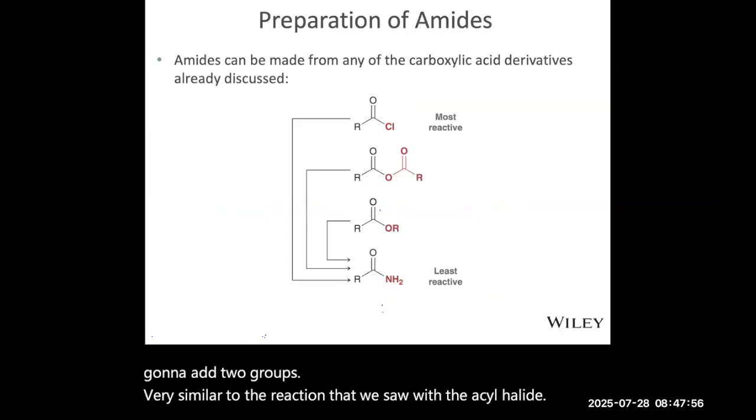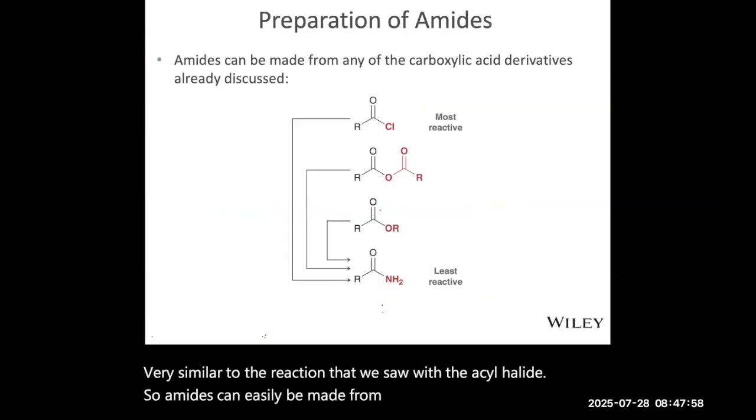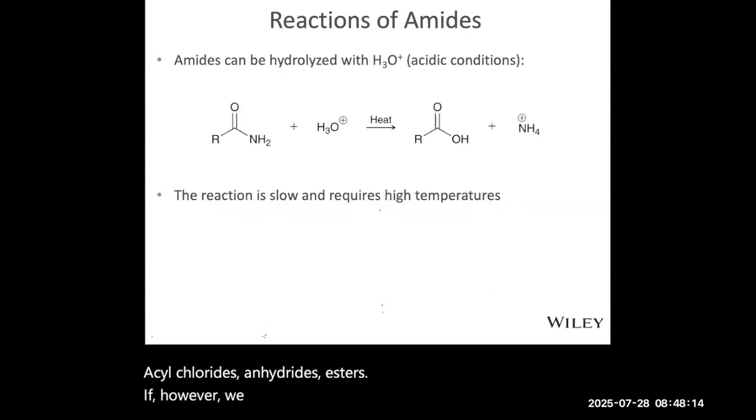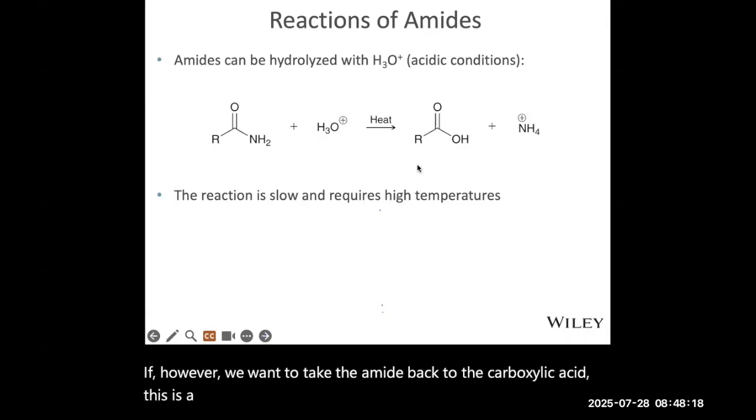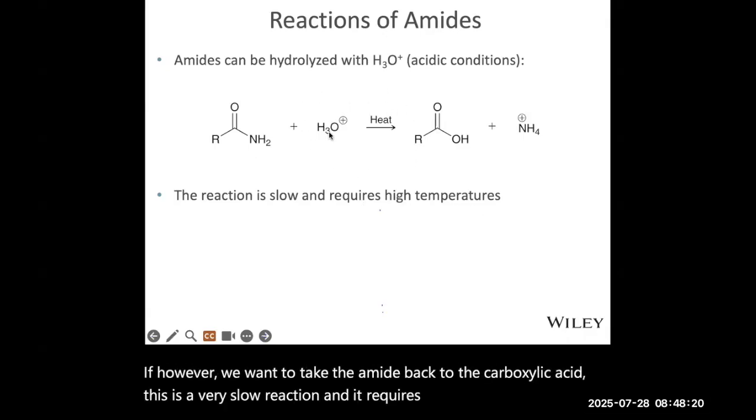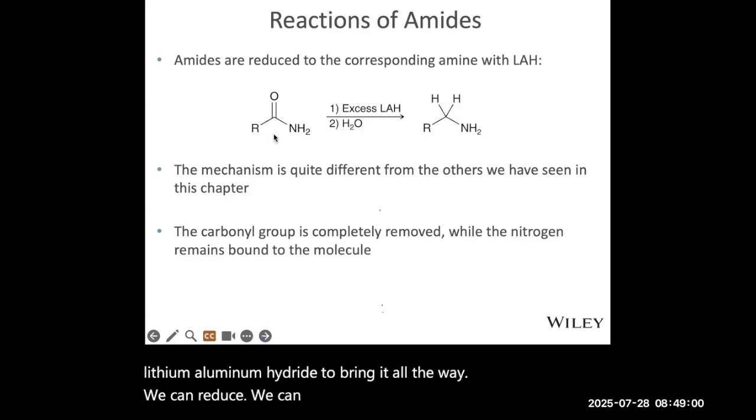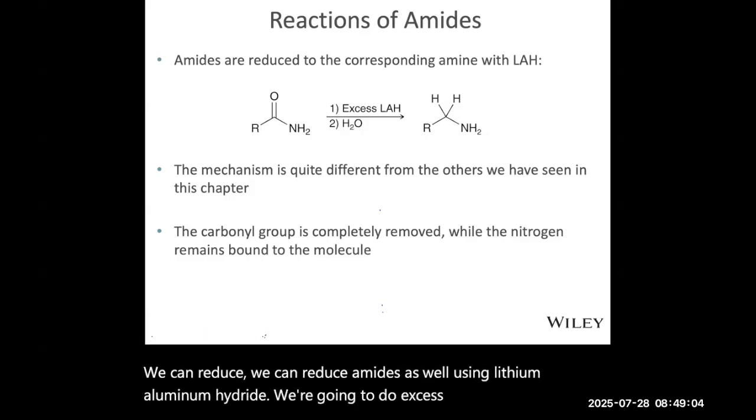So amides can easily be made from anything above it on the ladder. Acyl chlorides, anhydrides, esters. If, however, we want to take the amide back to the carboxylic acid, this is a very slow reaction and it requires high temperatures, but we can just use acid and water. We can reduce amides as well using lithium aluminum hydride. We're going to do excess of that. So we can add 2 hydrides to get all the way to the amine.